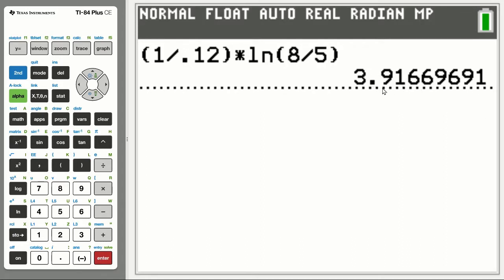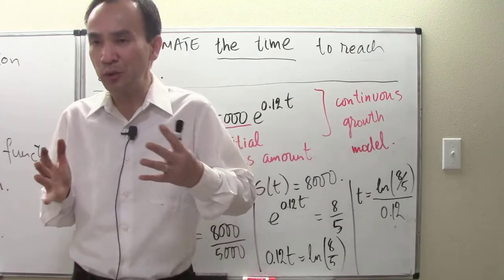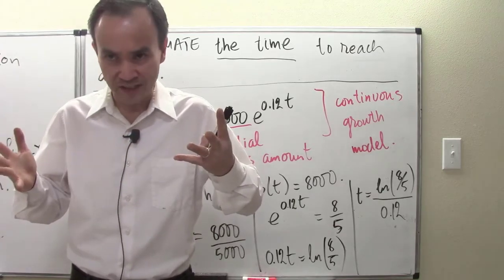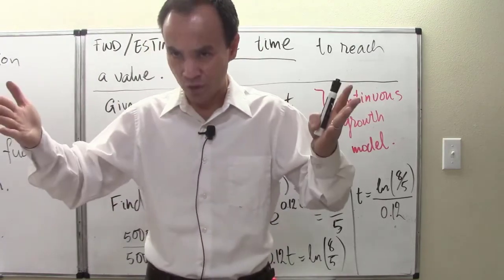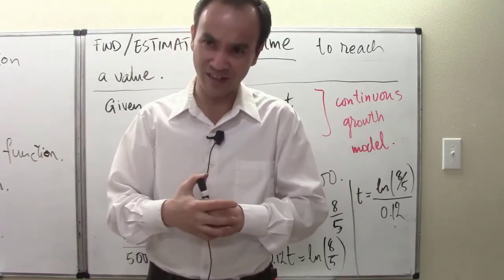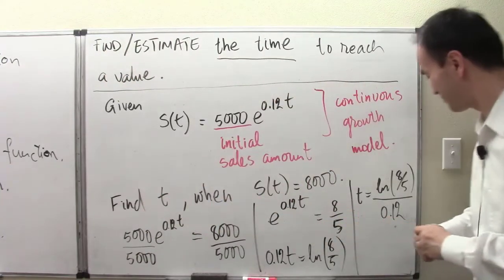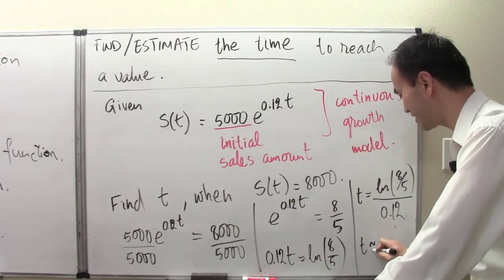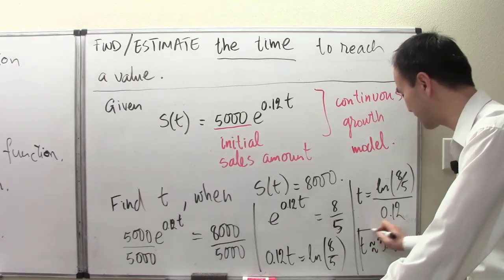I'm going to round to 2 decimal places. So it's nearly 4 years. The question did not specifically ask for a whole number of years. Since 3.9-something years means we're way more than 3 years but still a little less than 4 years, maybe 1 month less than 4 years, t is about 3.92 years, or approximately 4 years.